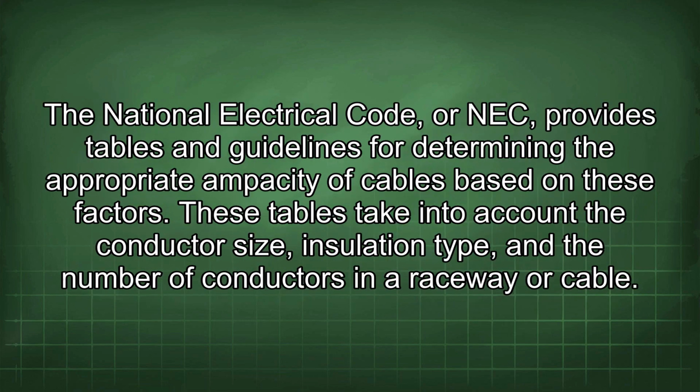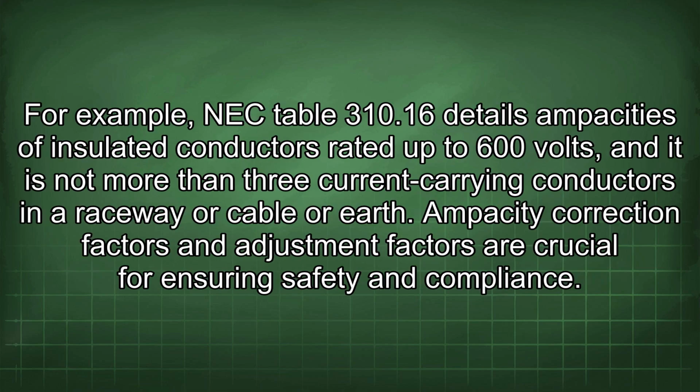The National Electrical Code, or NEC, provides tables and guidelines for determining the appropriate ampacity of cables based on these factors. These tables take into account the conductor size, insulation type, and the number of conductors in a raceway or cable. For example, NEC Table 310.16 details ampacities of insulated conductors rated up to 600 volts, with not more than 3 current-carrying conductors in a raceway, cable, or earth.